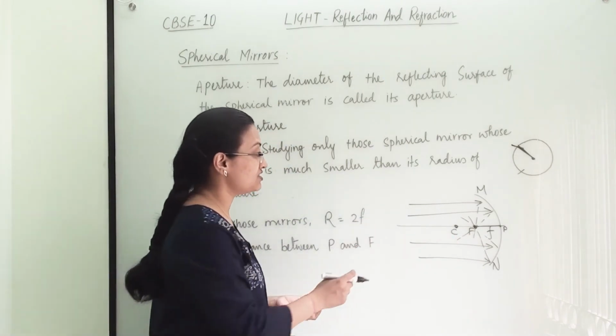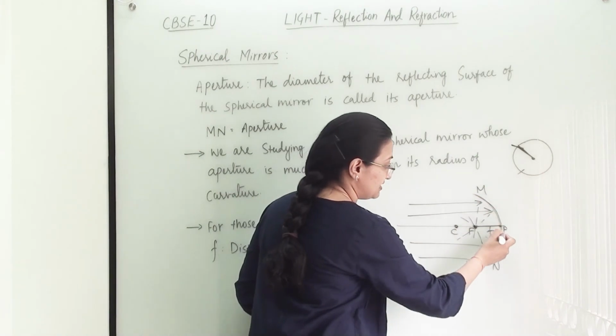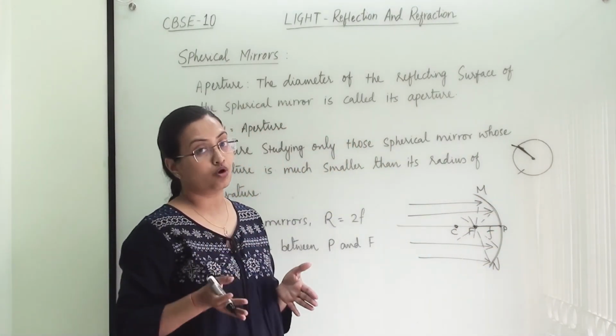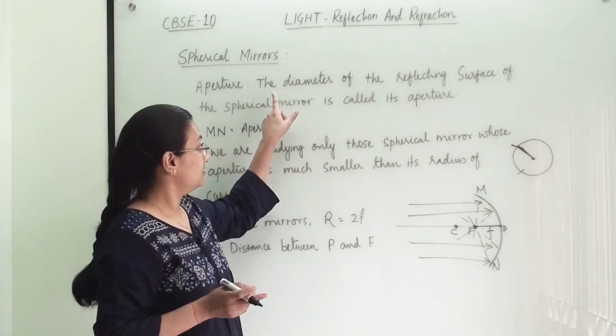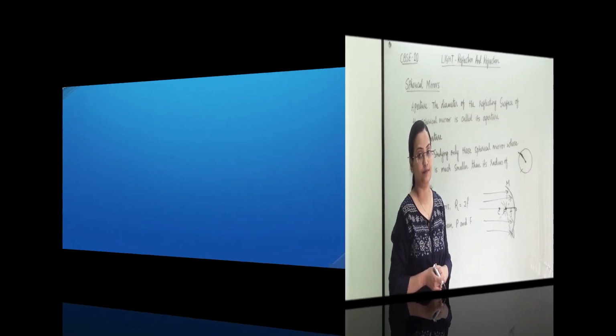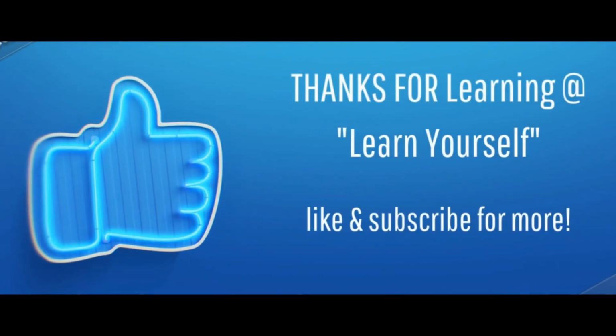And what is the aperture? Aperture is this complete length of our mirror, either a concave mirror or a convex mirror. The aperture is the diameter of the reflecting surface of the spherical mirror.